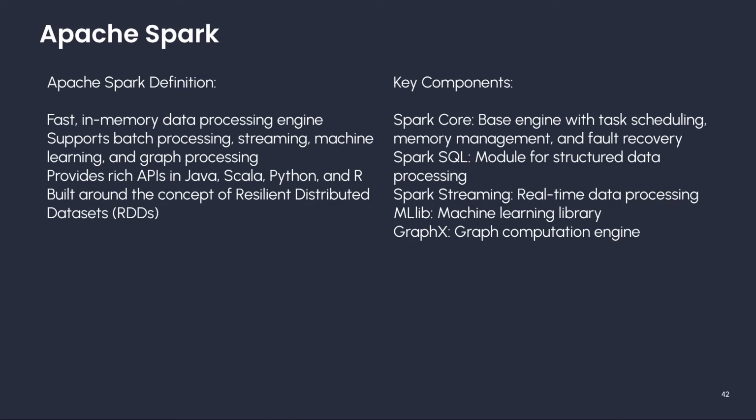Then we have Apache Spark, which is a fast in-memory data processing engine. So हे डेटाबेस पाइपलाइन्समध्ये इम्प्लिमेंट होऊ शकतो. Provides rich APIs in Java, Scala, Python, and R, built around the concept of resilient distributed datasets. The key components are as follows. As I said, database related आहे, so SQL. Mongo नाही आहे याच्यात. So Spark Core, Spark SQL, and all that. Machine learning पण आहे, MLlib.